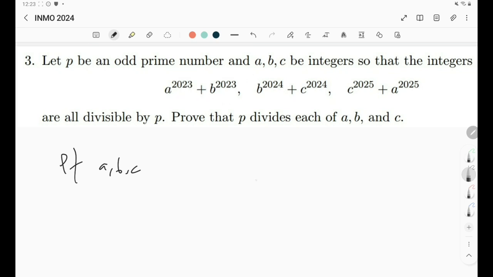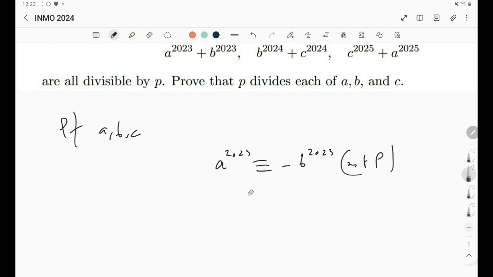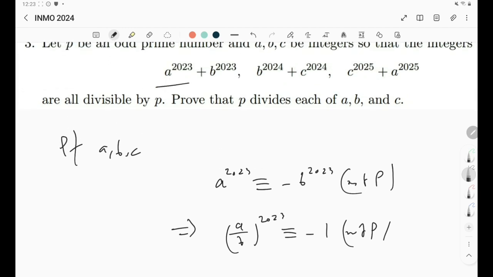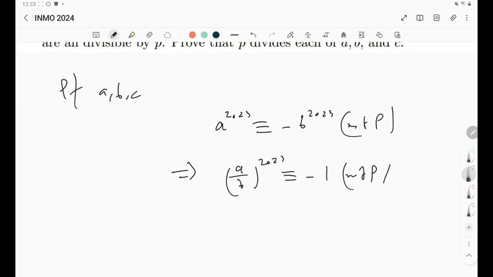one very nice idea is to do something like this. Mod p, of course. Remember, these guys all are not divisible by p. So you can actually divide, right? You can just write this thing as a divided by b to the 2023 is congruent to -1 mod p. Very nice. This strategy is really cool because instead of working with two things, now we're just working with the division, right? That's actually much simpler to deal with.